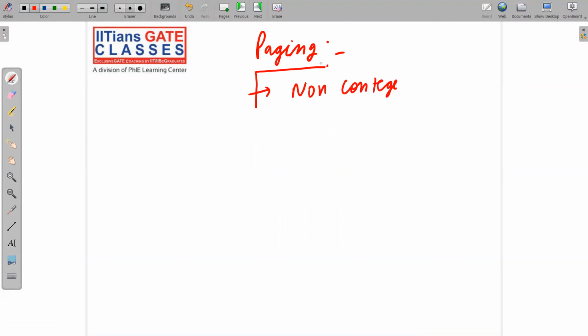Non-contiguous memory management technique. So word by word we will try to understand what is non-contiguous.